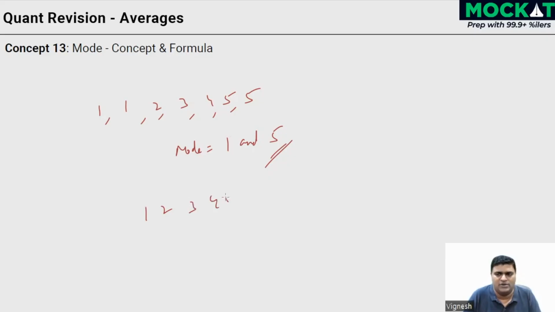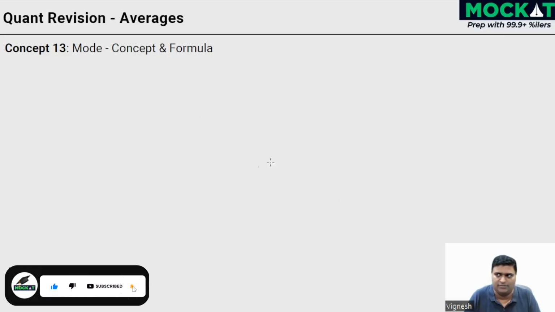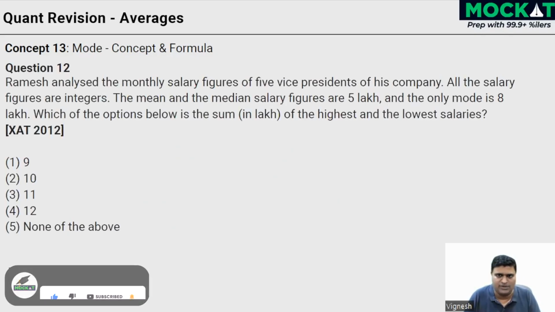What if the terms are 1, 2, 3, 4, 5? All 5 of them become the mode. Mode equals 1, 2, 3, 4, and 5. So at times in questions, they'll tell us that we have a single mode, only one mode. That means there's only one thing which is coming the most number of times, and the rest are less than it. So one such question is over here.